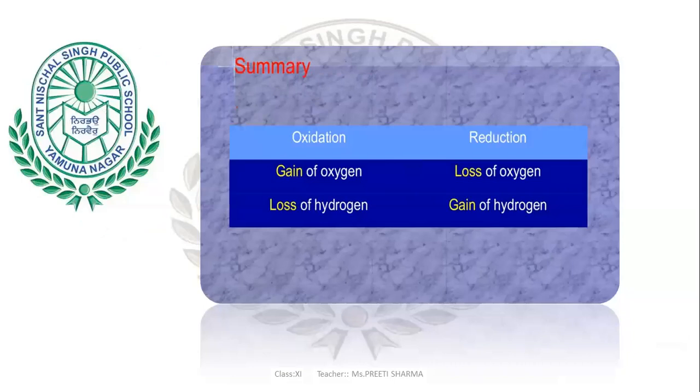So we can conclude from our two definitions that oxidation means gain of oxygen, or we can say loss of hydrogen, and reduction is loss of oxygen and gain of hydrogen. We can use addition and removal words also, right?